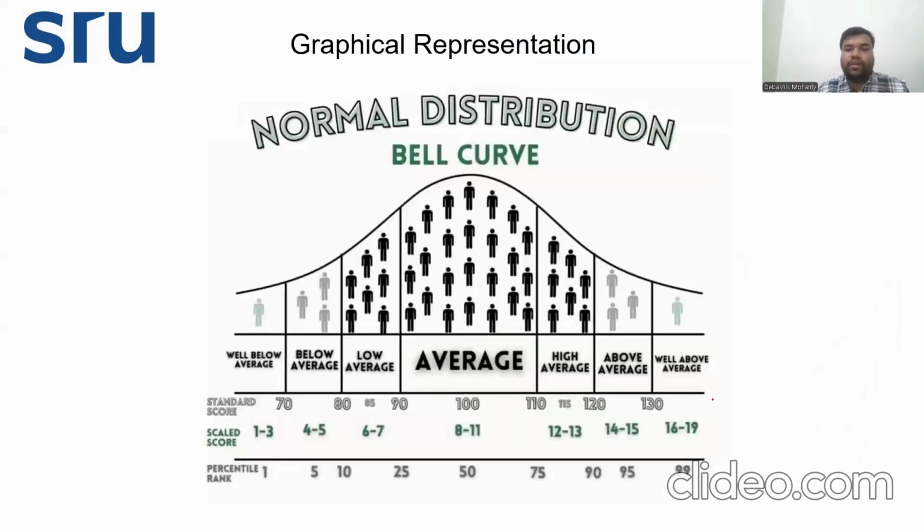Next, coming to the graphical representation, that is the bell curve. Here it is very important. In the bell curve you can see the average, and the high average, meaning above the average. If the average is 100, it increases like 110, 120, 130, and similarly it gradually decreases with 90, 80, and 70. Okay, students, so this is the scale around the bell curve of the normal distribution.